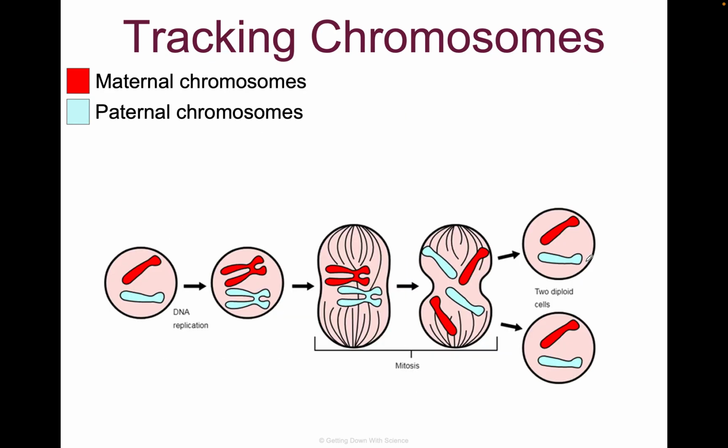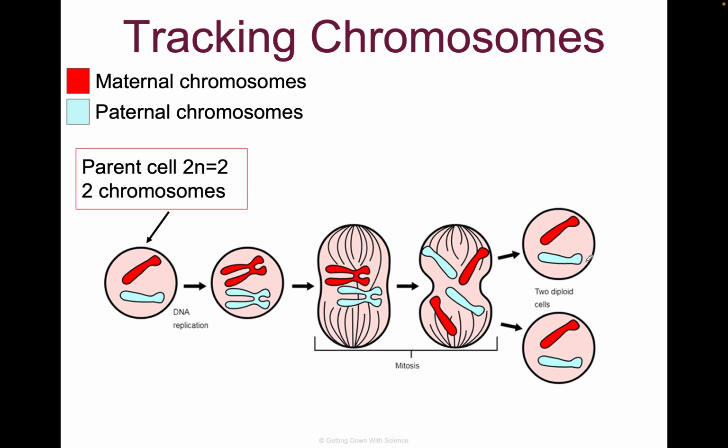Okay, tracking chromosomes. So this is fun. Here's our parent cell. We have 2n equals 2. That means we got 2 chromosomes, right? So in normal somatic body cells, 2n equals 46. Yes, 2n equals 46. Sorry, I had to remind myself of that.